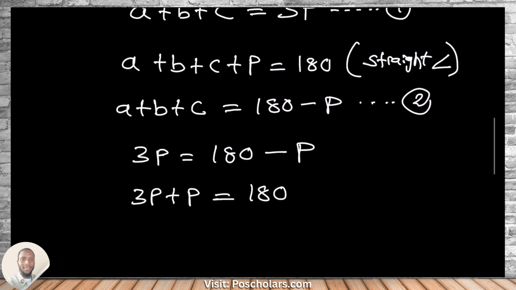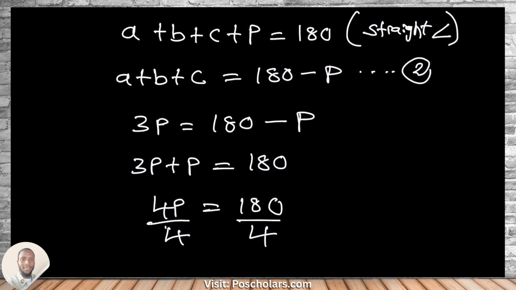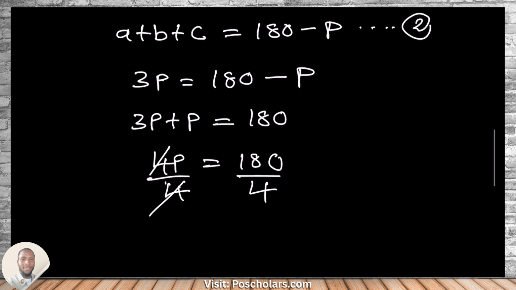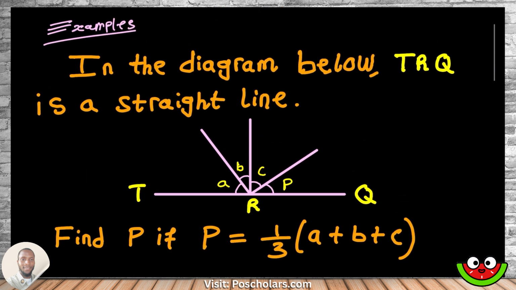Then when you continue, 3P plus P gives 4P, right? Equals 180 degrees. Then you divide both sides by 4 to find the value of P. When you divide both sides by 4, 4 cancels 4. So P is equal to 180 divided by 4, which gives 45 degrees. And that's the final answer. So for this particular diagram, the value of P is equal to 45 degrees. I believe it is well understood.